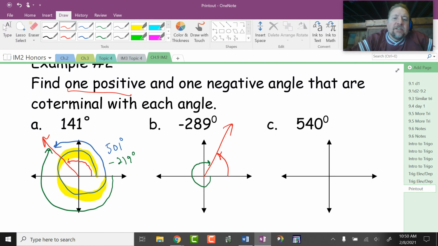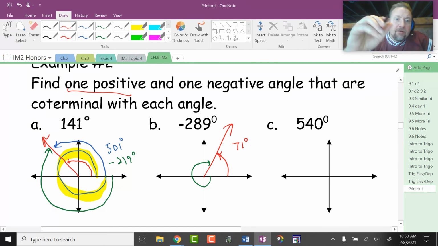71 sounds good to me. Yeah, 71, 289. That adds up to 360. Good. And then Genevieve, what does this angle measure?